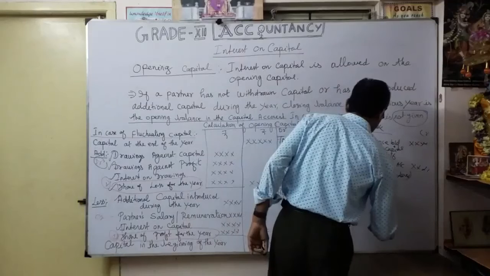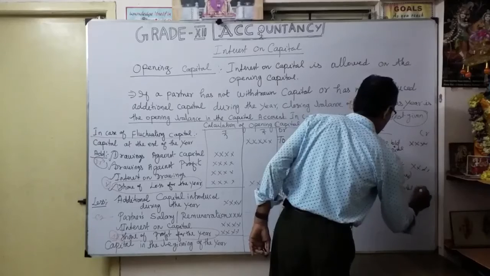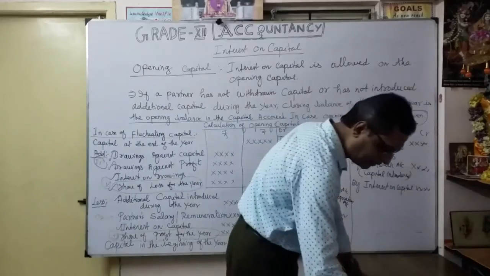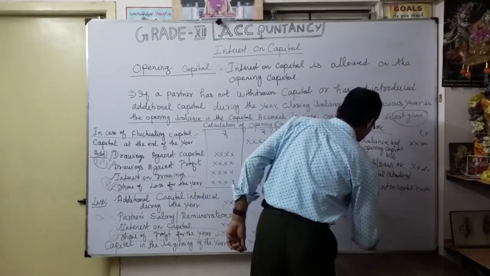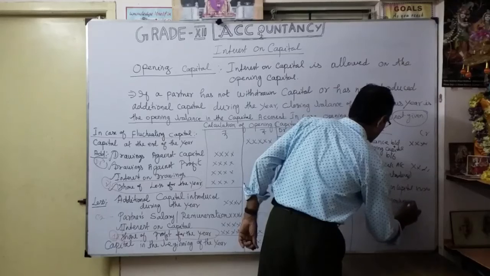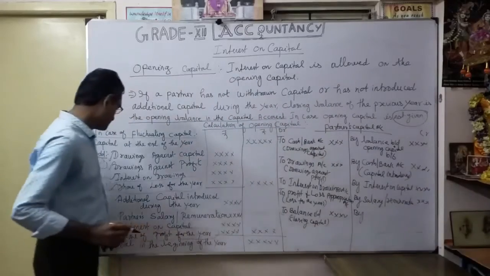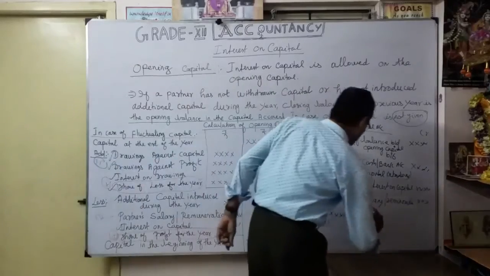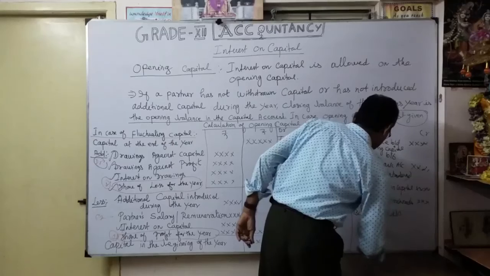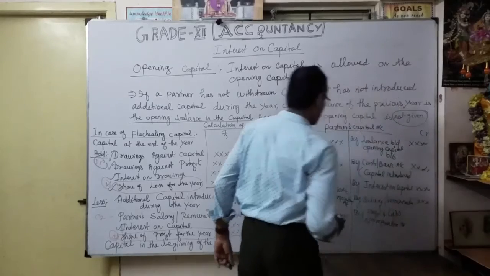By interest on capital. Okay. Interest on capital written. Then partner salary or remuneration is there. Okay. So by salary or remuneration. Okay. By profit. This one. Share of profit. So by profit and loss appropriation. Okay. This is what, profit for the year.